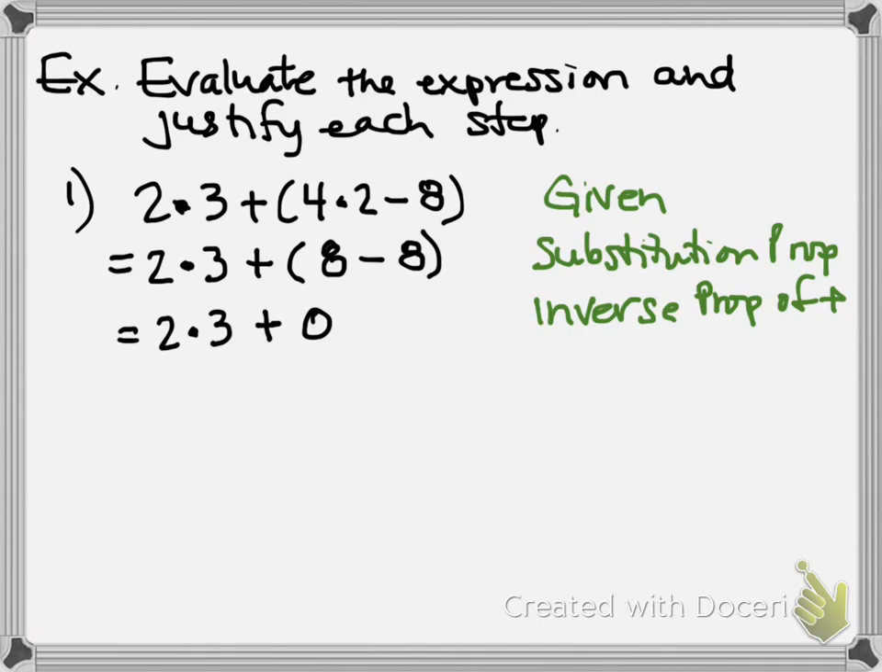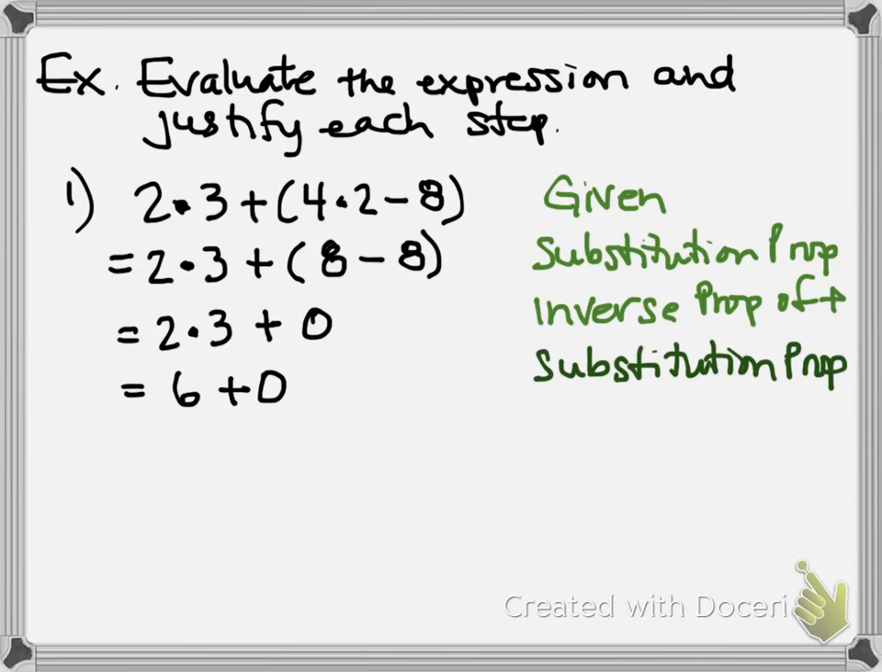Okay. Then what would I do according to order of operations? Okay. So I'm going to do 2 times 3. And that would be substitution again. And what would 6 plus 0 equal? What property allows me to conclude that? Desi?